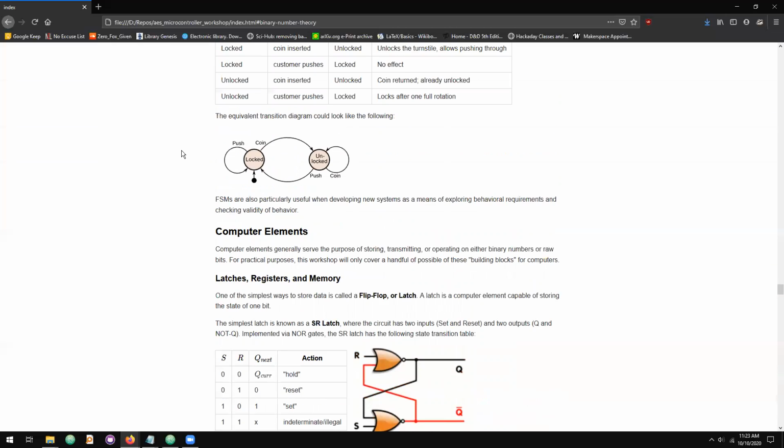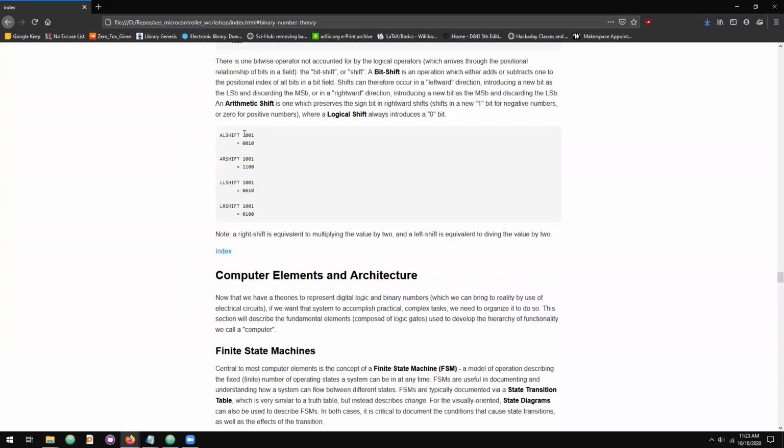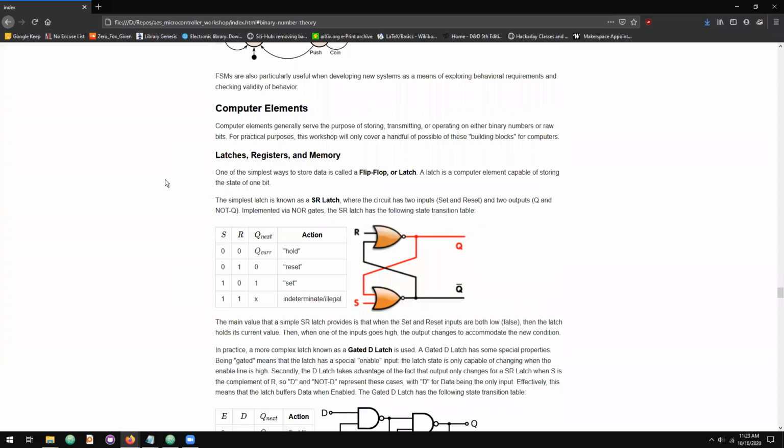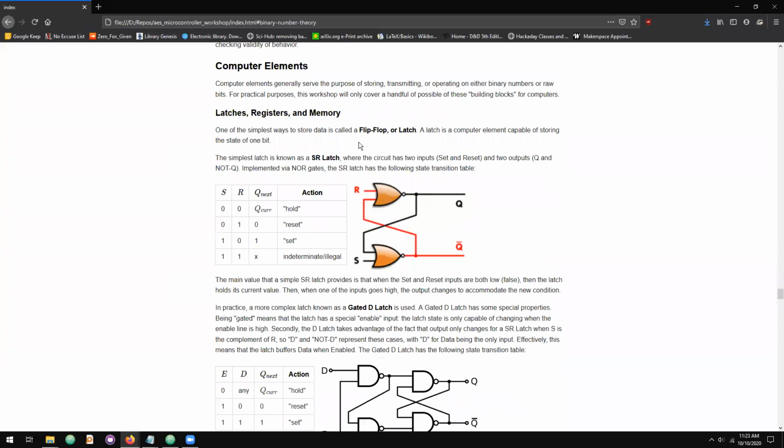But if we want to do math, then we need a way of representing this collection of bits at the same time as another collection of bits. The way to do so is to create storage elements. The simplest kind of storage element is called a flip-flop or a latch, and it is a computer element that's capable of storing the state of one bit.